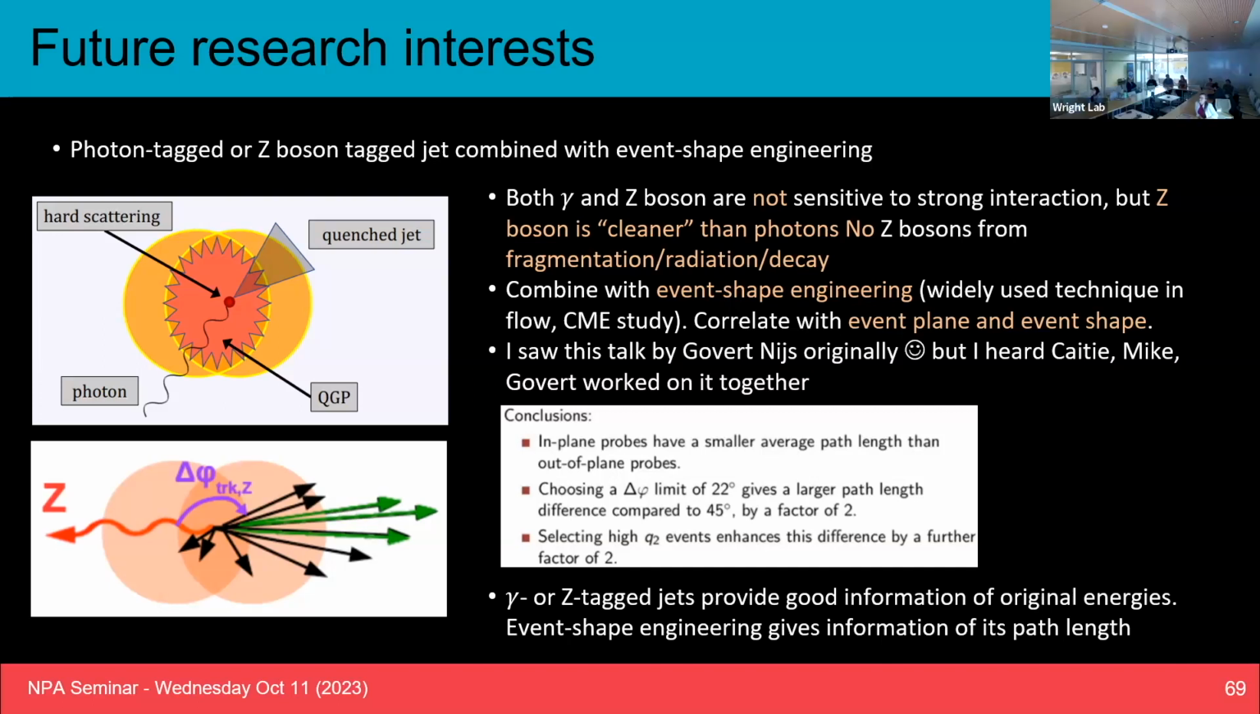Of course, the Z is transparent for the leptons. When it goes to leptons, it's transparent to the QGP.